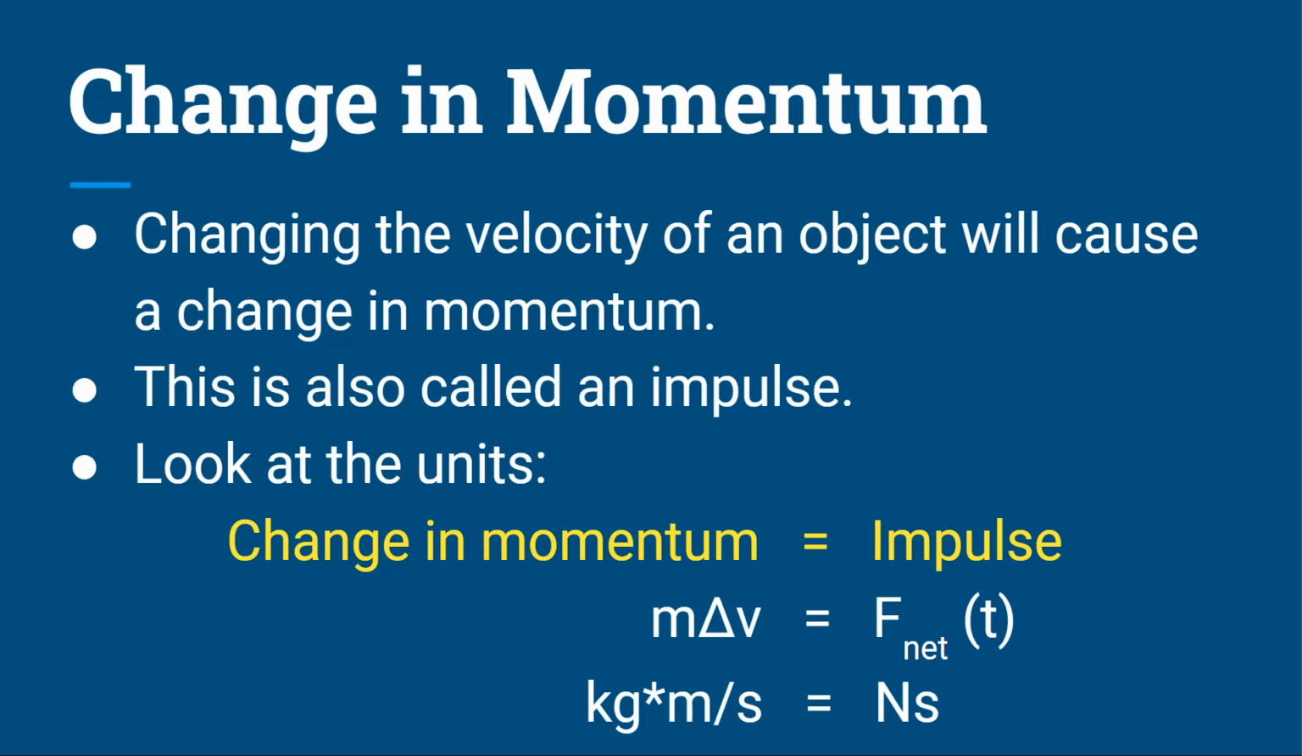A kilogram meter per second is a newton second, and that is because a newton is a kilogram meter per second squared, and a kilogram meter per second squared times a second is a kilogram meter per second. So those are two different units that you could use if you were solving for change in momentum or for impulse. Mathematically, they are the same thing.